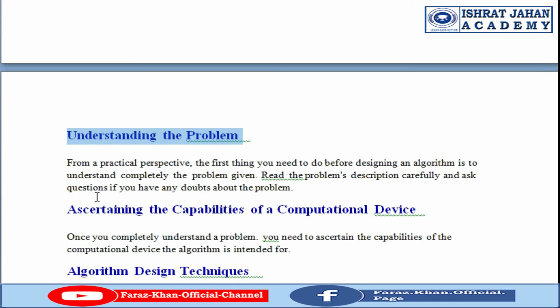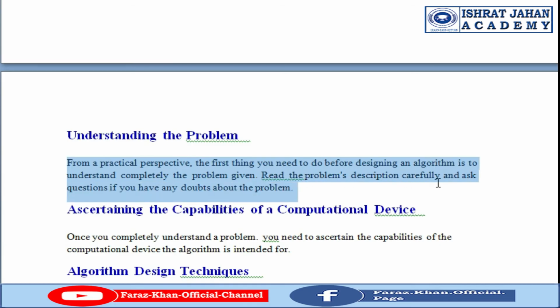Understanding the problem. From a practical perspective, the first thing you need to do before designing an algorithm is to understand completely the problem given, read the problem description carefully, and ask questions if you have any doubts about the problem. So basically, in this step, we understand the problem and remove the ambiguity. Read the problem description carefully again and again, and ask questions if you have any doubts.